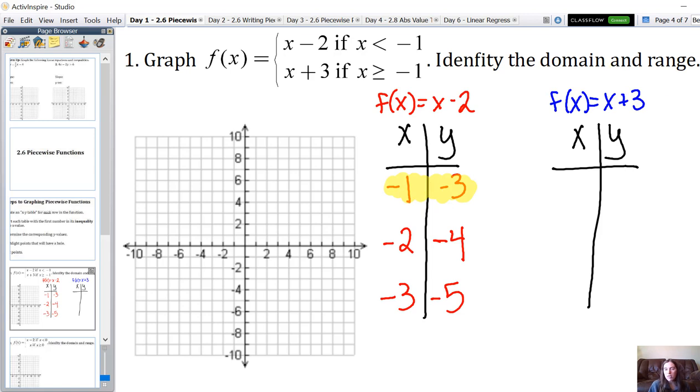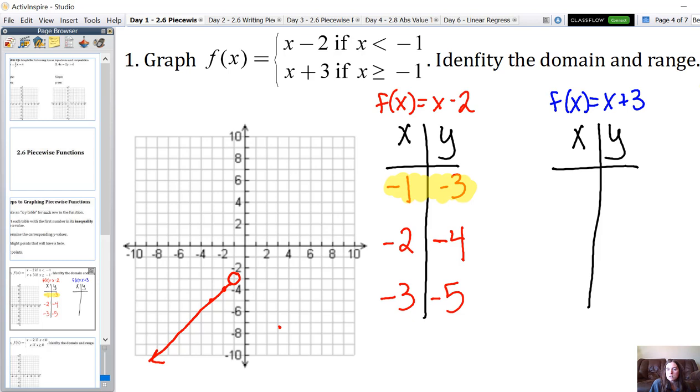So I'm going to go ahead and plot this section of the piecewise function, then we'll worry about the other section. So we've got -1, -3. There's a hole there, so I'm going to leave that open circle. We've also got -2, -4, -3, -5, and it would just go on from there. So these are all part of this red line, this first part of the function.